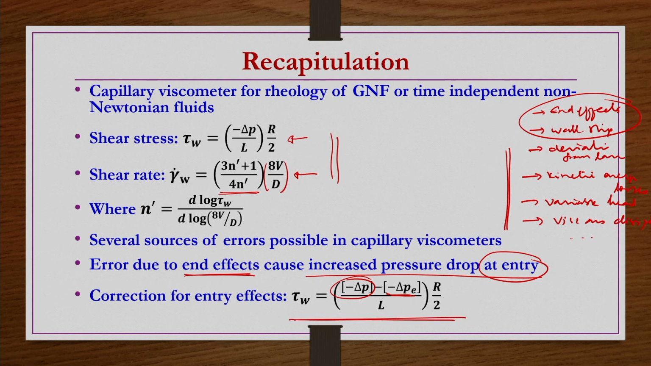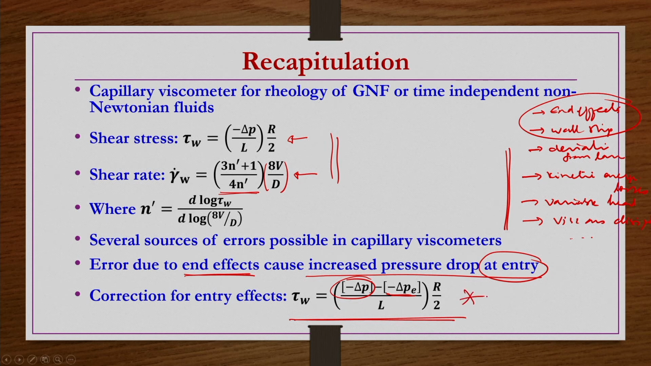Because of the entrance effects, the pressure is increasing. If the change in pressure is occurring, then obviously that will influence the shear stress, because shear stress is directly proportional to the pressure gradient. That is what we have seen. So once we found out how much that pressure increase is, we subtracted it from the measured pressure drop, and then we obtained the corrected wall shear stress, corrected for the end effects.